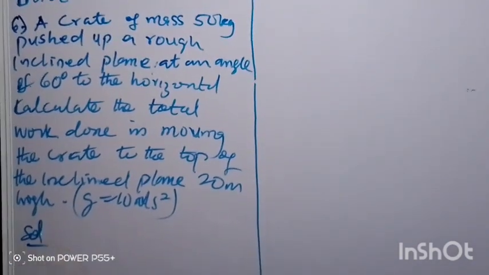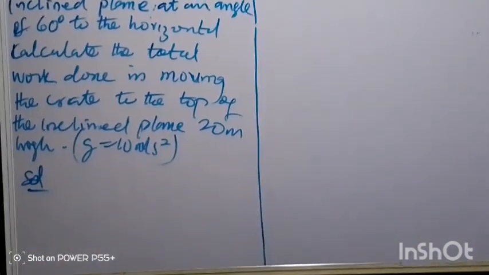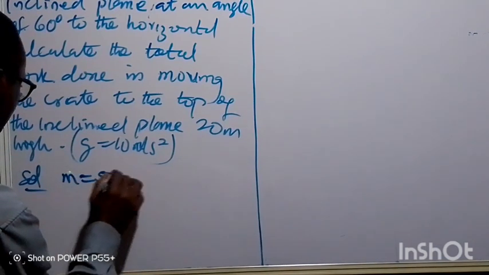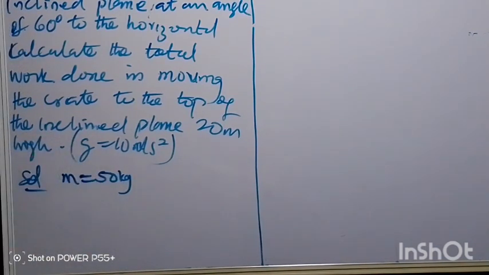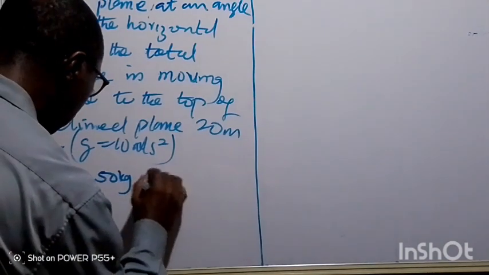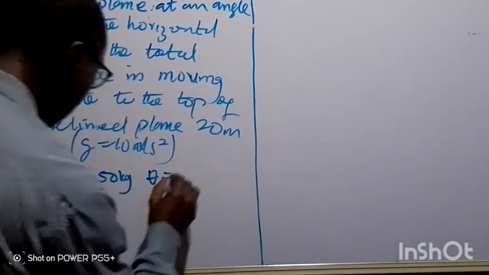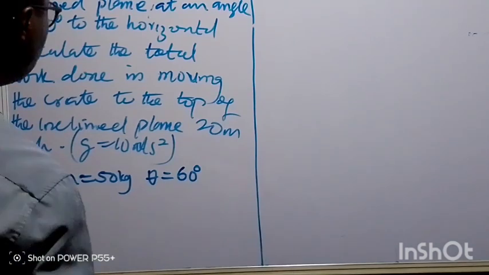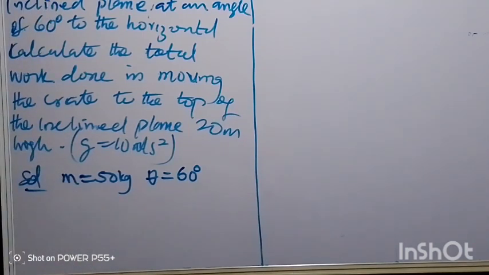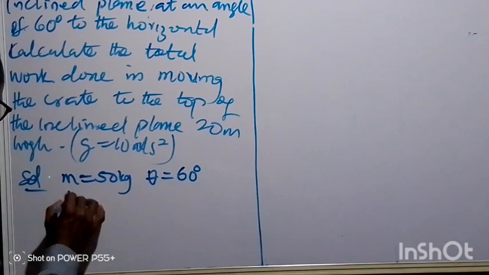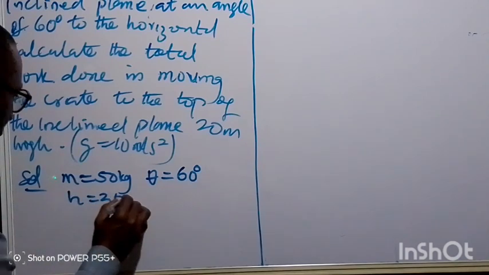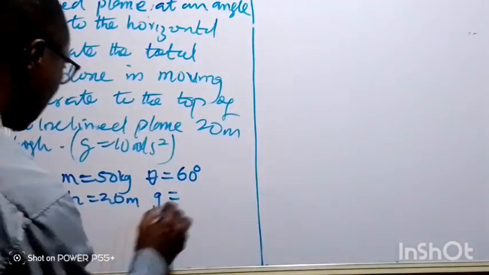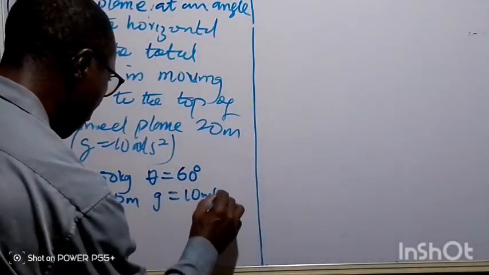Let's first write out the parameters. Mass is given, m as 50 kg. The angle to the horizontal is 60 degrees. Then what else is given? The height of the inclined plane, h, is equal to 20 meter. Then g, acceleration due to gravity, is 10 meter per second squared.